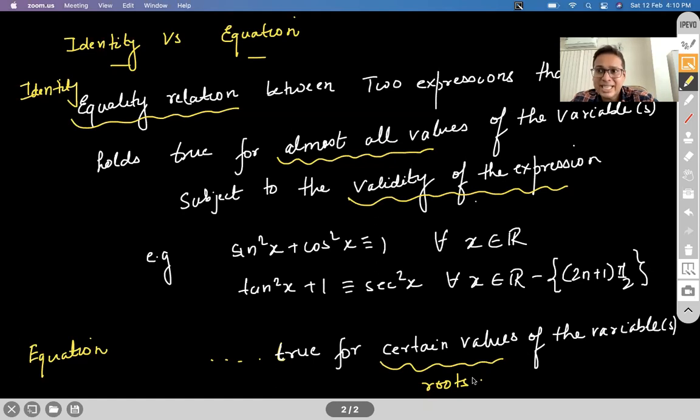Now, both the roots can be the same also, like 1, 1. Let's say (x minus 1) whole square equal to 0. There's only one root, which is 1. But he said it is a repeated root. So there will be two roots, which will be 1, 1.